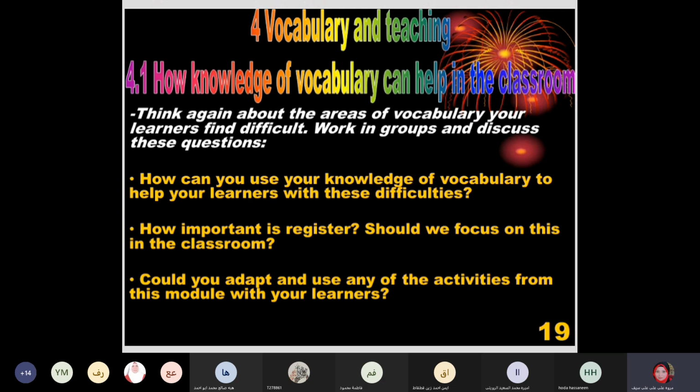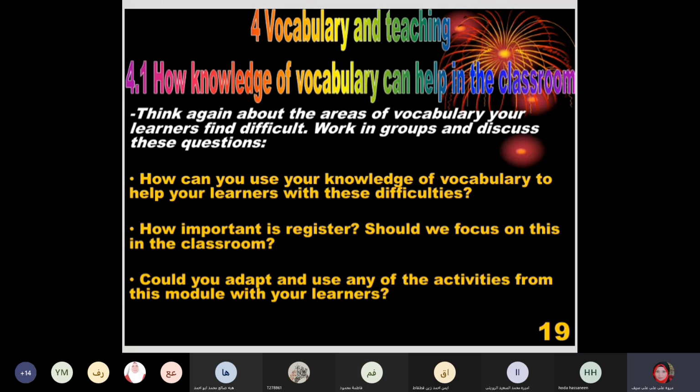How important is register? Should we focus on this in the classroom? Tomorrow I have a lesson, inshallah. Should I teach my students about the register of the word fair, for example, if I'm teaching them the word fair? Do you mean telling the student that it's formal or informal? Yeah, whether it is formal.